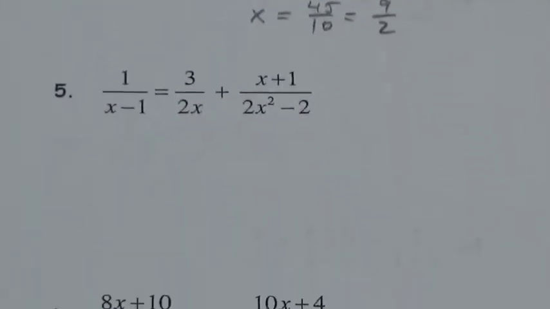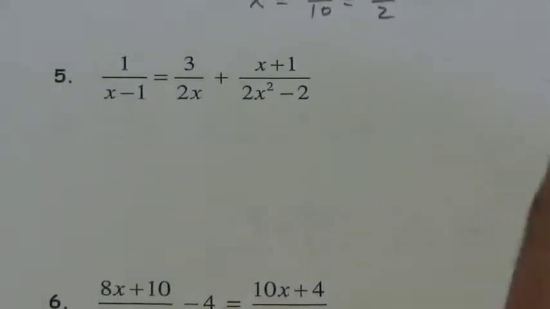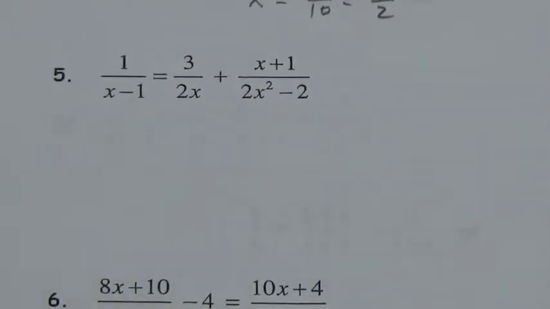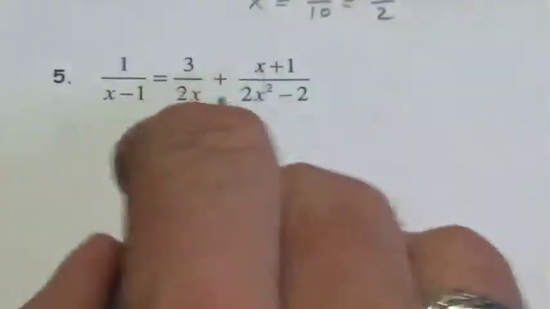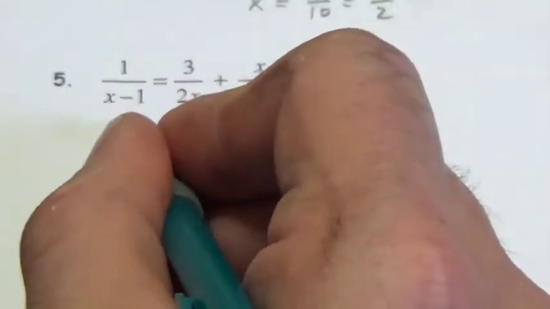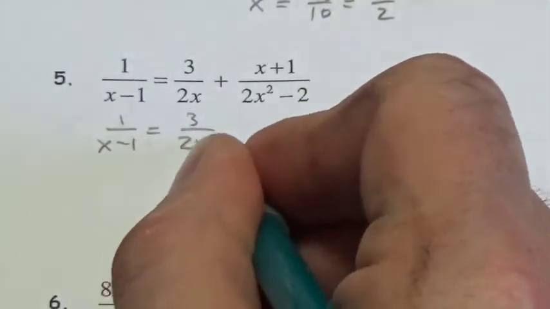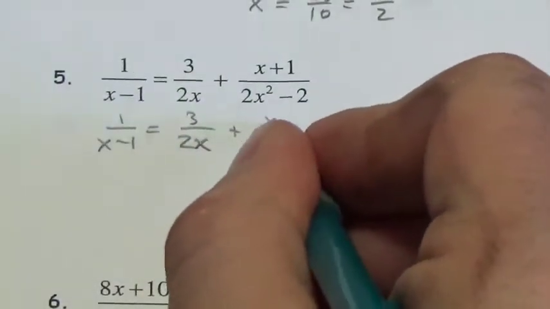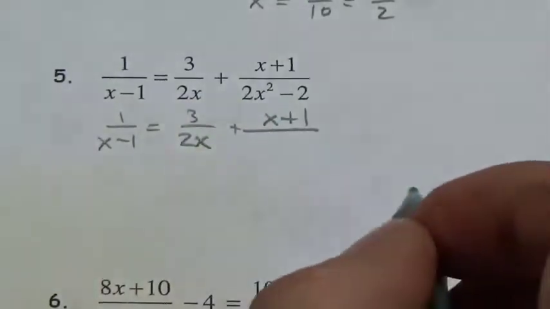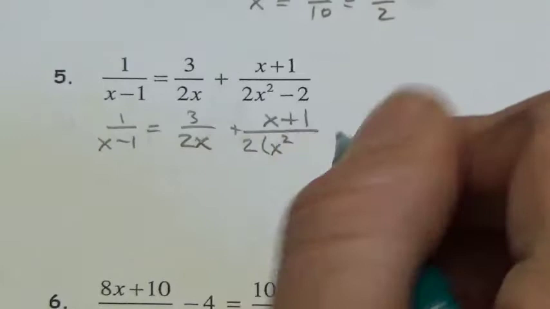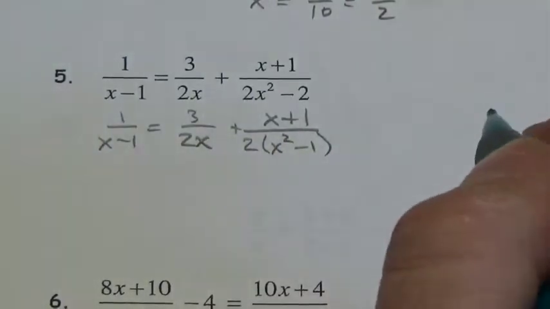Let's take a look at the next one. Now we're starting to stray more into the realm of the questions that you're probably going to get on the exam. Stuff that requires a little bit of factoring. Now here, none of this requires factoring, but this one does over here. So this is going to be 1 over x minus 1. That's fine. There's not much I can do with that. 3 over 2x, again, that's fine. X plus 1 is okay, but 2x squared minus 2, I can take out a common 2 there. But then I'm left with x squared minus 1.